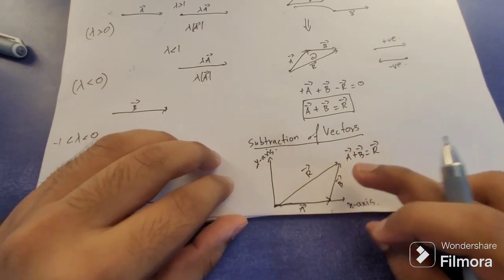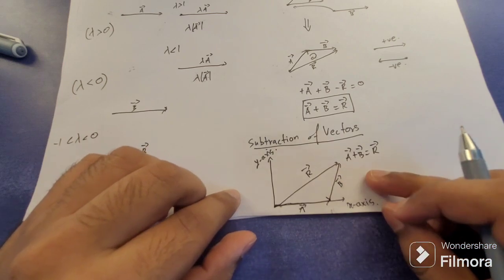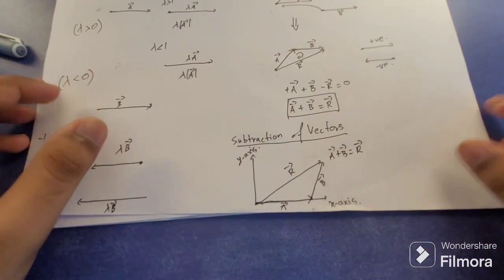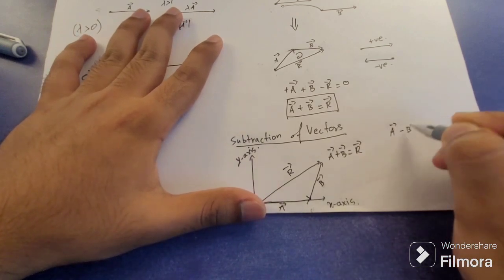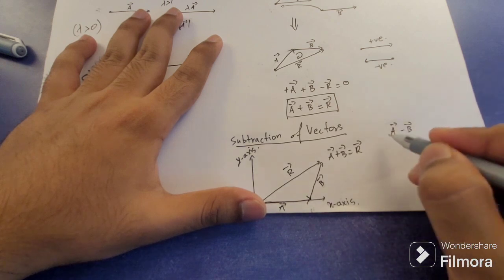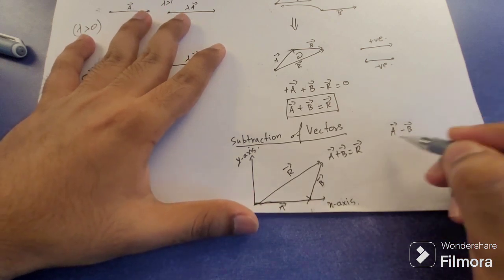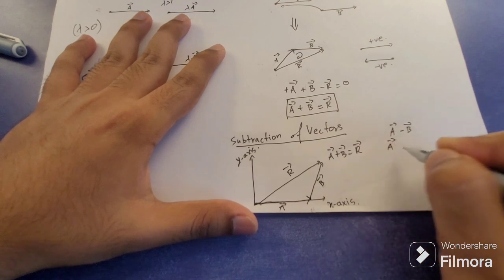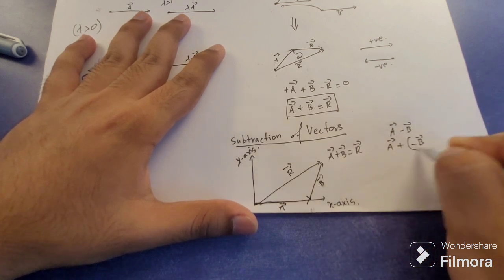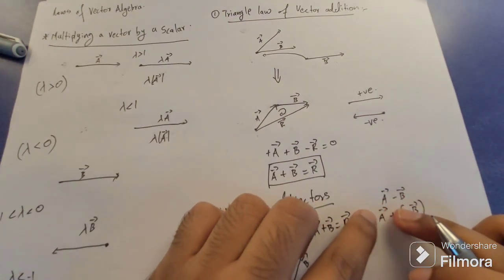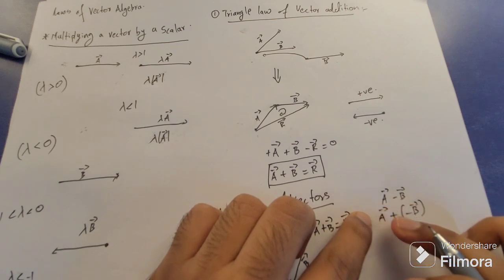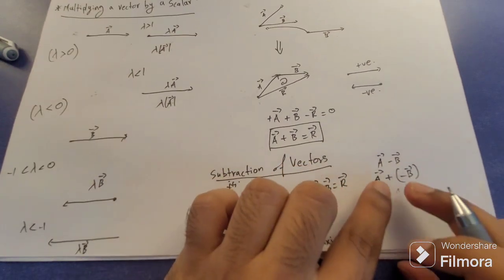Now what if I wanted to find out a vector minus b vector? Let us see how that will be done. So we want to find out what is a vector minus b vector. This expression, a vector minus b vector, can also be written as a vector plus minus of b vector. So what we are doing in subtraction of vectors is that instead of subtracting b vector from a vector, we are adding the minus of b vector to a vector. Now let us see how this is done.